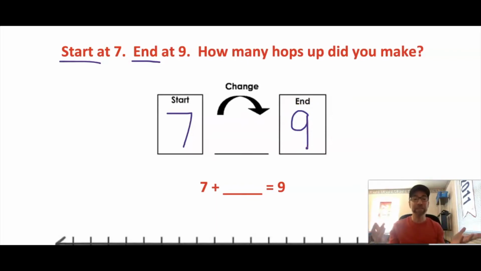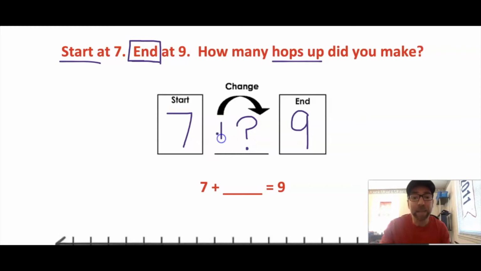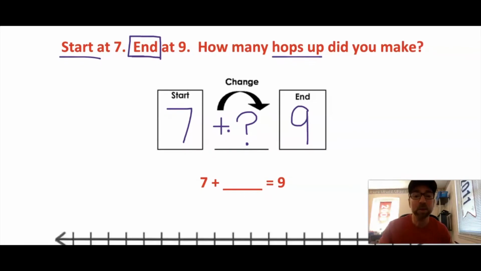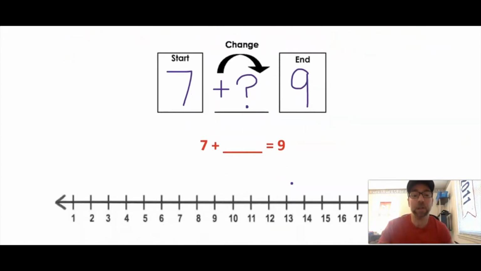Now that's tricky. Usually our second number goes in the change box. But the word end tells me it's a clue. It's going to go in the end box. How many hops up did you make? And the hops, that's our change. So we don't know how many hops up I made. And our number model would look like this: 7 plus a missing number equals 9.